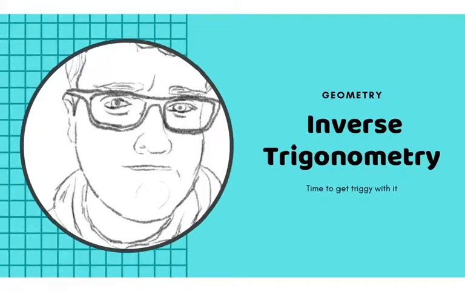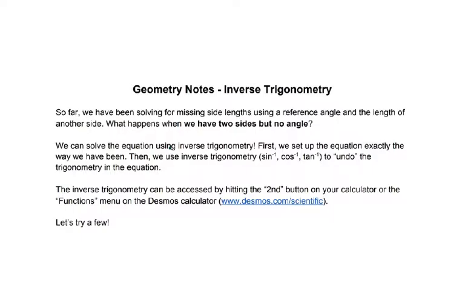Hey mathematicians, now that we've learned everything about trigonometry in terms of the three different trig functions for geometry, let's go on ahead and learn about undoing them. So that is a scenario where we have two sides, no angle.